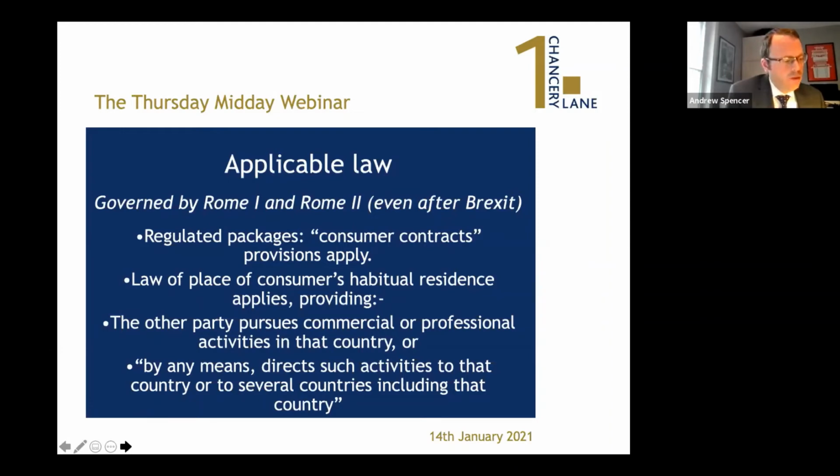And the rule for consumer contracts is that the applicable law is that of the habitual residence of the consumer. So if you've got an English-based consumer, then the law of England will apply. It's worth just bearing in mind, though, that to be a consumer contract with these benefits of these provisions, it has to be the case that the other party pursues commercial or professional activities in England, or by any means directs such activities to that country or several countries.